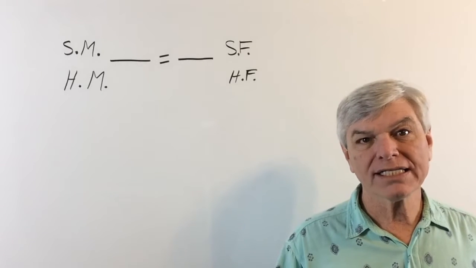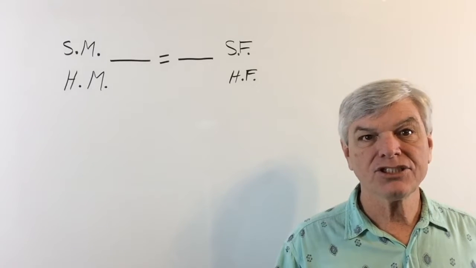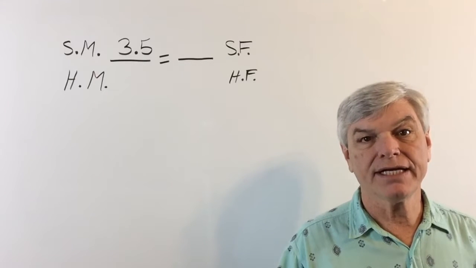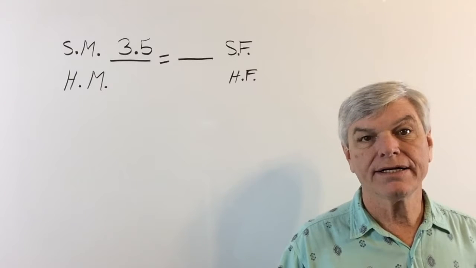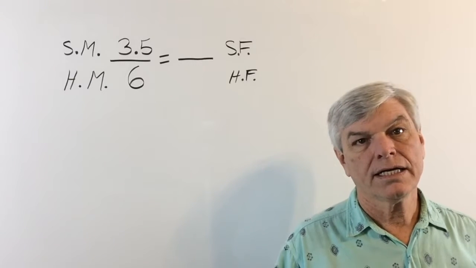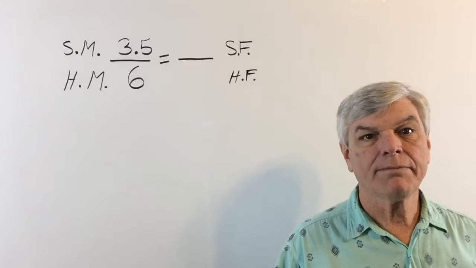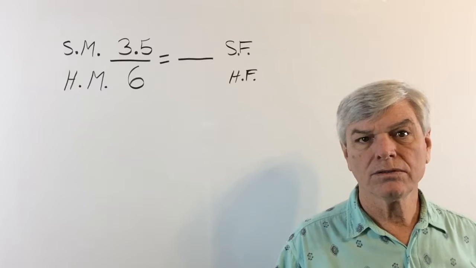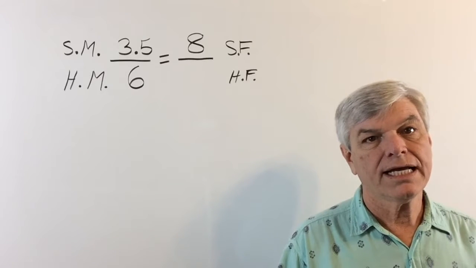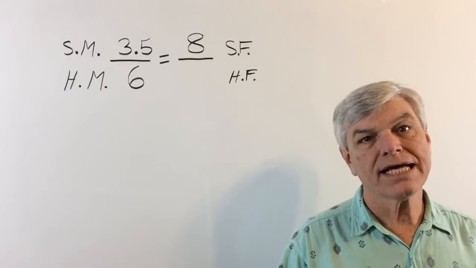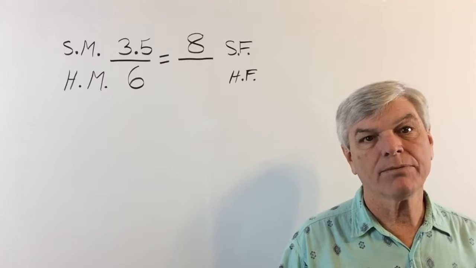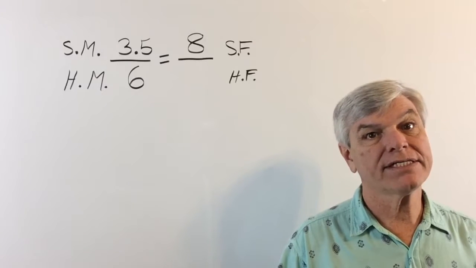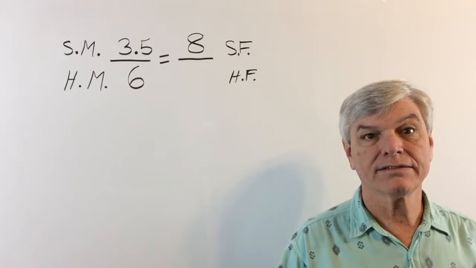But now that we know how to set this up, let's just start inserting numbers. The shadow of the man was 3.5 feet. His actual height is 6 feet. So we have our man set up, and now let's set up our flagpole. The shadow of our flagpole is 8 feet, and how tall is the actual height of the flagpole? Well, that's the question. It didn't give us that information, so put an x there.